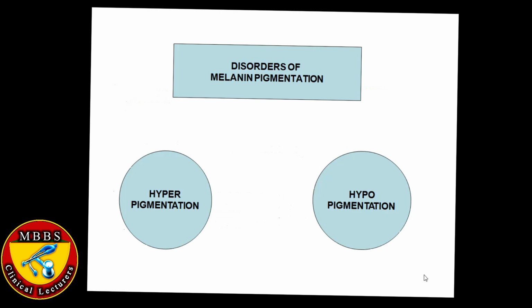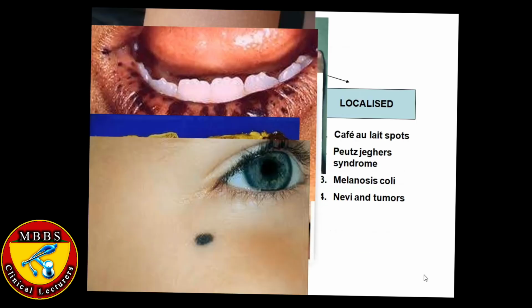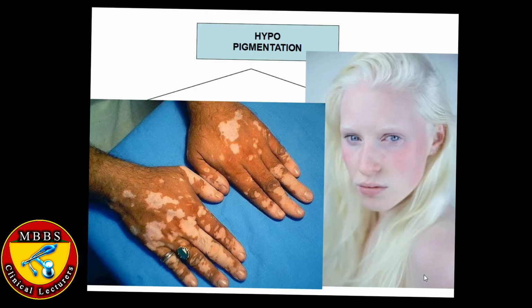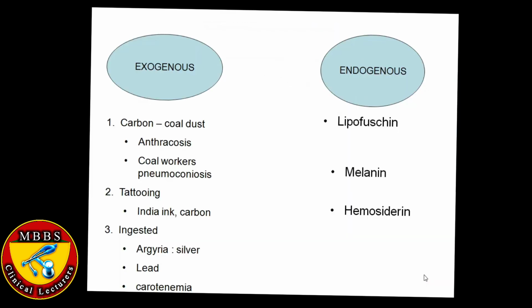Disorders of melanin pigmentation may be either hyperpigmentation or hypopigmentation. Hyperpigmentation is seen in Peutz-Jeghers syndrome, melanosis coli, and nevoid tumors, seen on the lips and below the eyelid. Hypopigmentation, such as vitiligo and albinism, is due to low melanin in the skin.